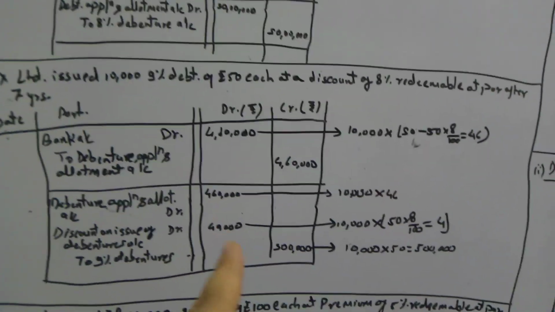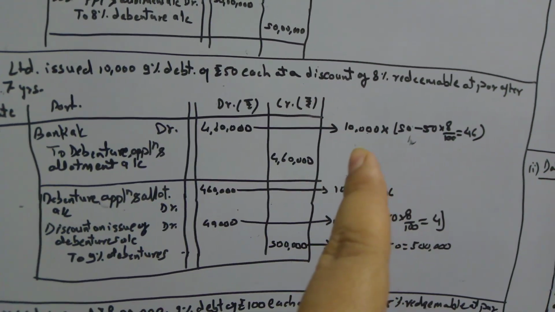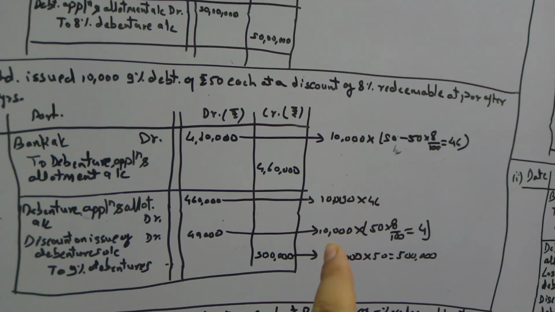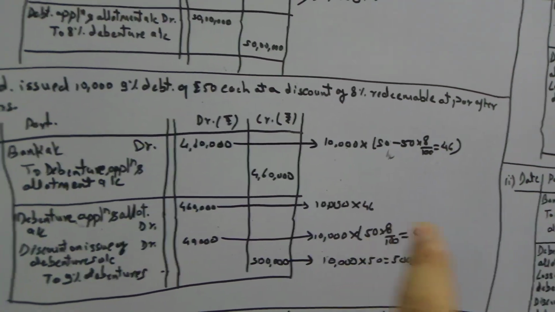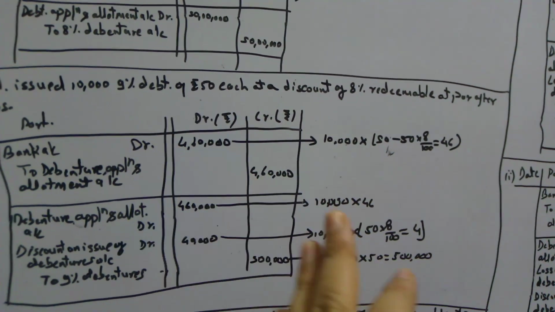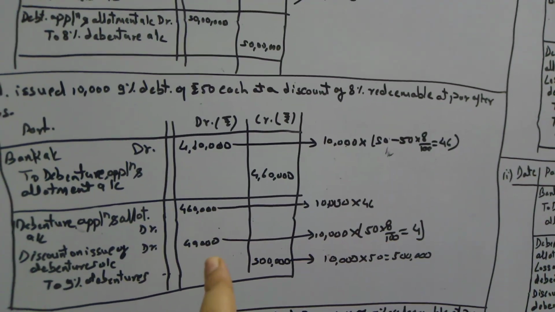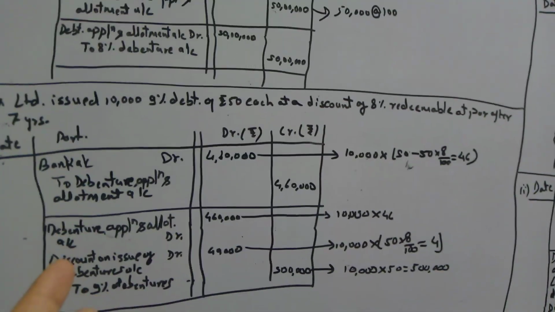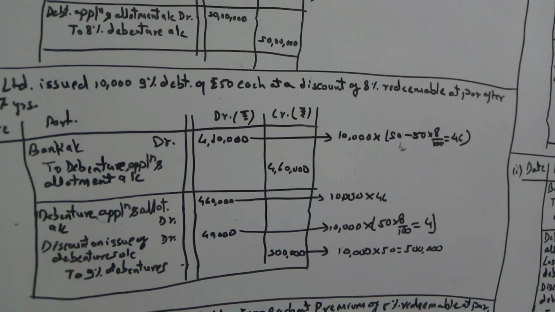Now let's look into the amount. 10,000 into 46, as we have already understood from the first entry. Now under discount, 10,000 debentures issued, 50 into 8% of 50 rupees. As I said earlier also, a discount or premium, whatever is mentioned in the question, should always be calculated on face value. So 8% of 50 is 4. Therefore 10,000 multiplied by 4 gives you 40,000, and to 9% debentures account. When you add this up, you will get 5 lakh. So this is the entry you have to pass when the question says issued at discount and redeemable at par.